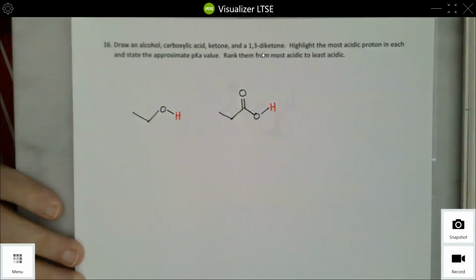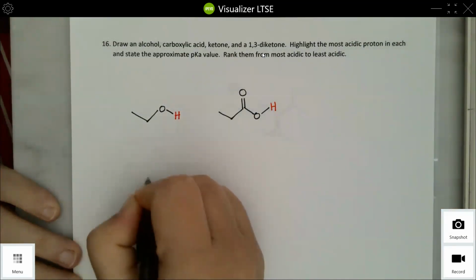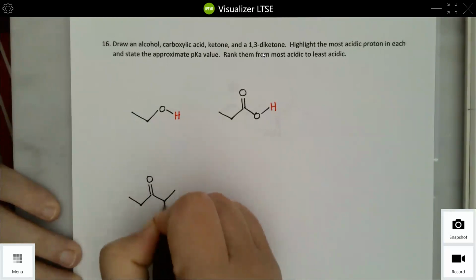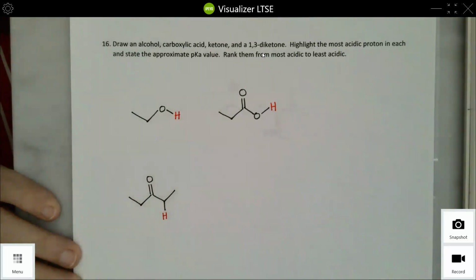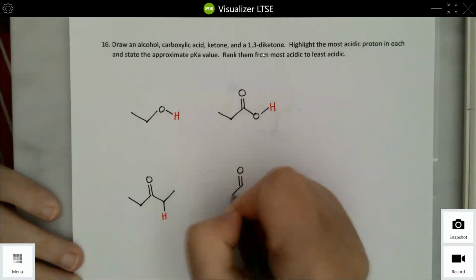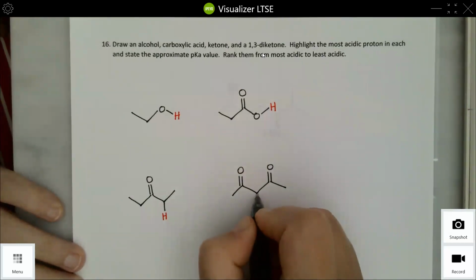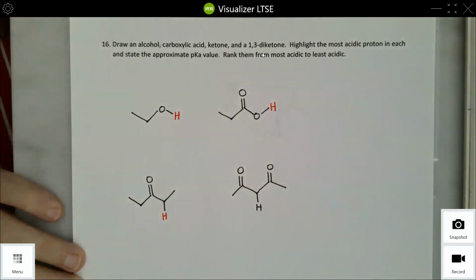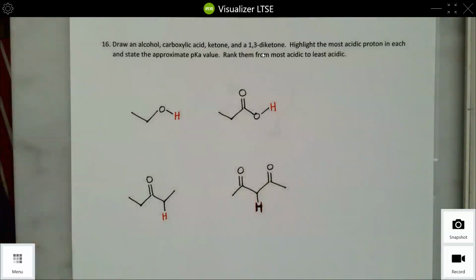Next, it wanted a ketone. So we can go, okay, how about something like this, right? Technically, there are 4 hydrogens in the alpha position, but I only need to draw in 1. And then a 1,3-diketone. So we're going to do 1,3-diketone. Again, there are 2 hydrogens at this carbon, but I only need to draw in 1. Oops. And I drew it in black, but I wanted it to be in red. So there you go. Sorry about that.